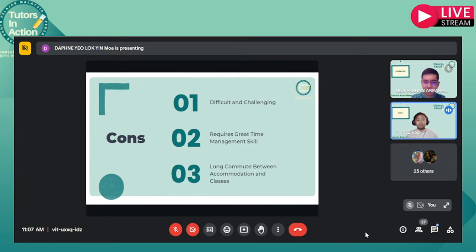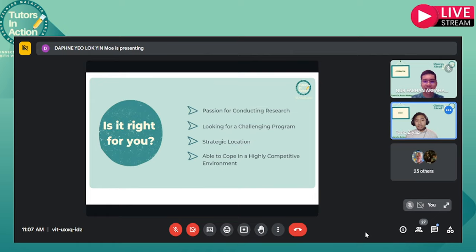So moving on. So is it right for you? First of all, if you have a passion for conducting research, if you have a particular topic or title that you are really passionate about for a long time, and you've always been looking for an outlet to conduct this research, to publish your research, post-SPM is definitely a great place for you. You would definitely find a lot of the channels and a lot of the options to explore that path.